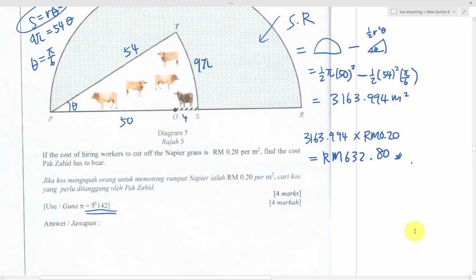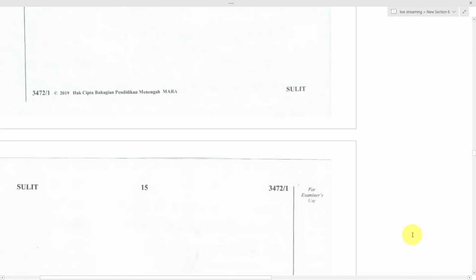Should we round off? Does this question say need to round off? No, this question doesn't say to round off. So for ringgit or dollar, for money, I will always leave it in 2 decimal places, because in real life we can have 2 decimal places, right? So I will not round off unless the question says round off to the nearest ringgit. Then I will round off to 633, or else I will just leave it like this. Okay, you got it? I hope you got it.